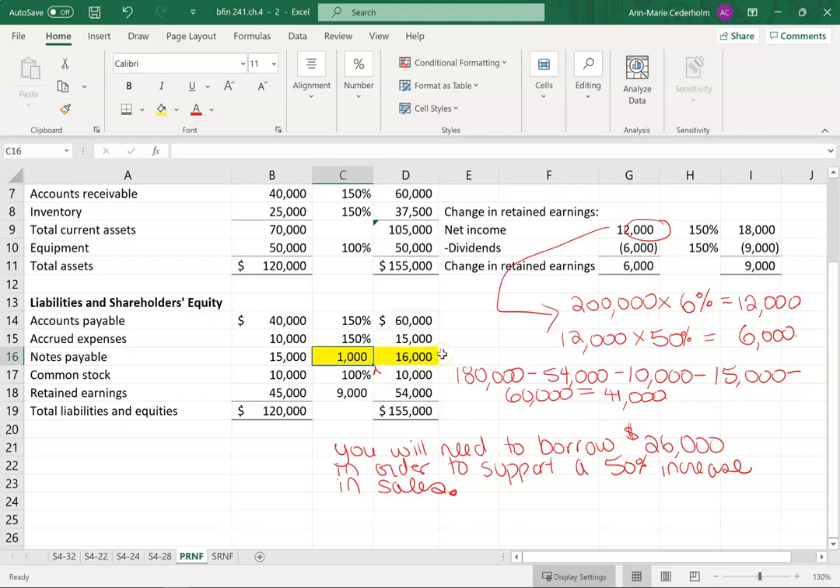So if I don't need to buy any more equipment, then I would only need to borrow $1,000 in order to support a 50% increase in sales. So that's the only thing you have to watch out for, is whether or not we are increasing the property, plant, and equipment or not, and the question will tell you.